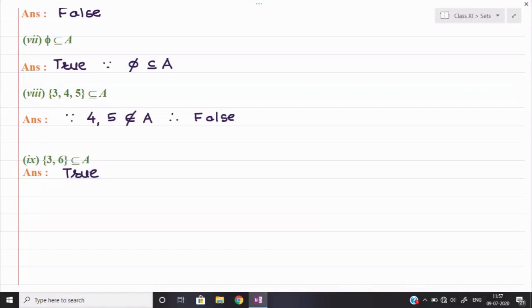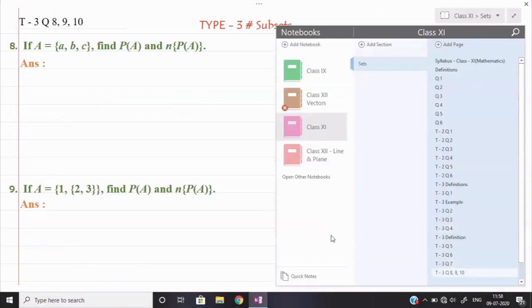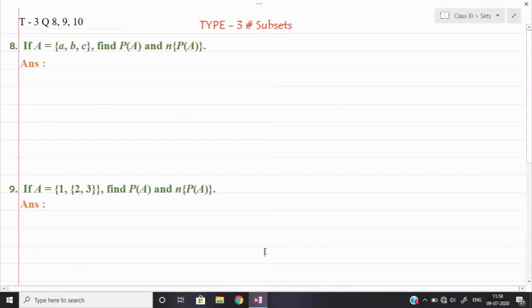Now let us see the next questions I am taking: question number 8, 9 and 10. Let us finish them quickly, then question number 11 onwards I will take afterwards. These three questions are very small, so we can finish them quickly. See question number 8. They are saying A is equal to {a, b, c}. Then find the power set of A and the number of elements in the power set of A.